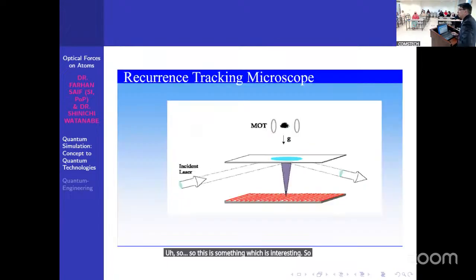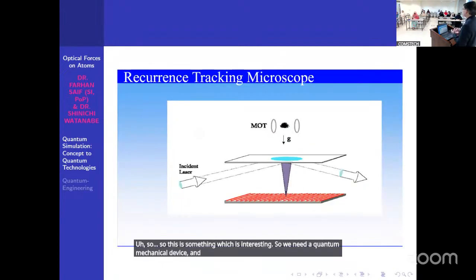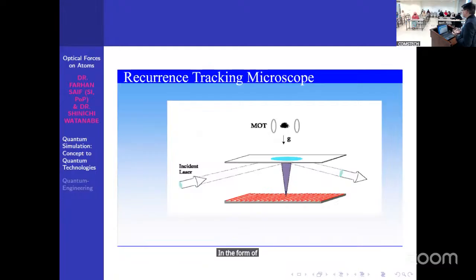So we need a quantum mechanical device, and that quantum mechanical device comes in the form of a recurrence tracking microscope. So what we have here is the same cantilever which was used in STM and AFM, but now we have a reflector which is not reflecting laser light, but the atomic de Broglie wave. So we are using atoms, the ultra-cold atoms, in the form of de Broglie wave and reflecting them. And once the de Broglie wave is reflecting back, it interferes with itself, because it is a wave. So this becomes the principle of the recurrence tracking microscope.